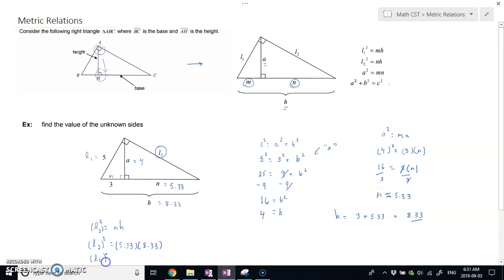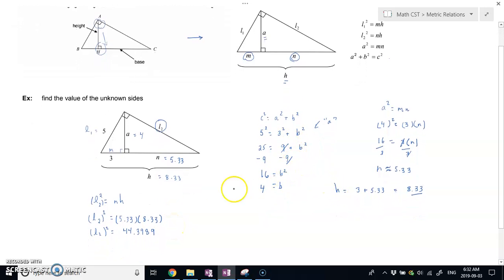I've got L2 squared equals, and let's get a number for that. It's like 44.3989. Now that's not my answer, that's L2 squared, so the opposite of squaring is to square root. I'm just going to move our question down here and give us a little more room. So L2 is going to equal the square root of 44.3989, which equals 6.66 approximately. Now there's no units given in the question, but you can always just say units, if given that situation.